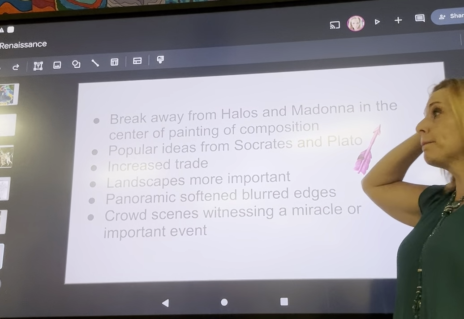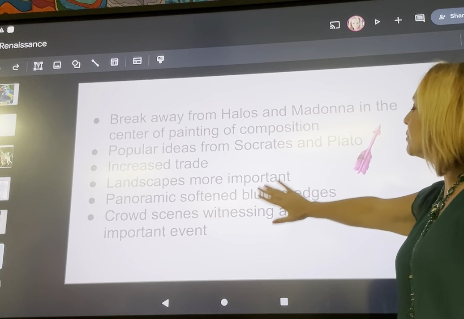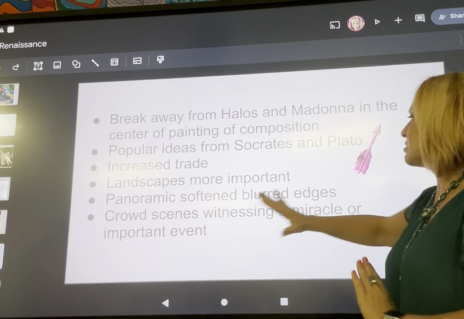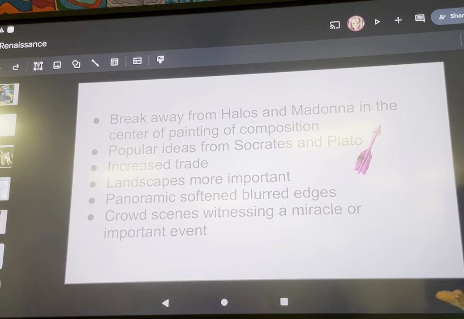That becomes more popular: panoramic views, softened, blurred edges, crowd scenes that are witnessing a miracle. And sometimes we're the crowd. We're witnessing the miracle.